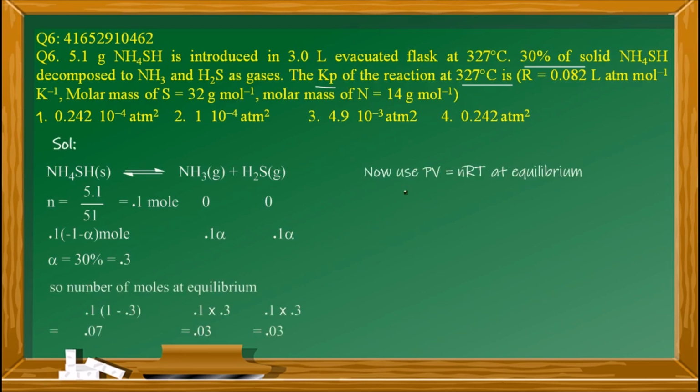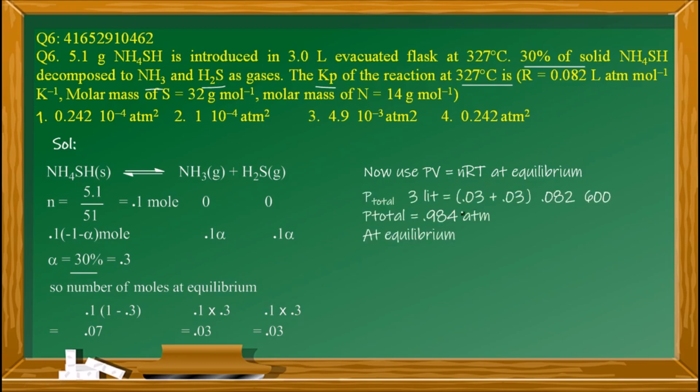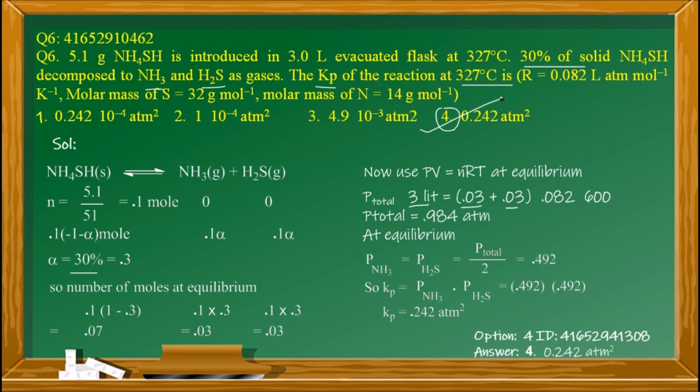Dear friends, just write the equation. Ammonium hydrosulfide is going to give ammonia gas and hydrogen sulfide. How much? 30%, that is 0.3. So the number of moles at equilibrium, PV is equal to nRT. What will be the answer? 3 liters introduced into the evacuated flask, right? So 3 liters, 30%, it is going to give this 30, this 30, right? At equilibrium, simply substitute all these values, you are going to get 0.242, that is 4. Option number 4 is going to be the correct answer. So option number 4 is the correct option, friends.